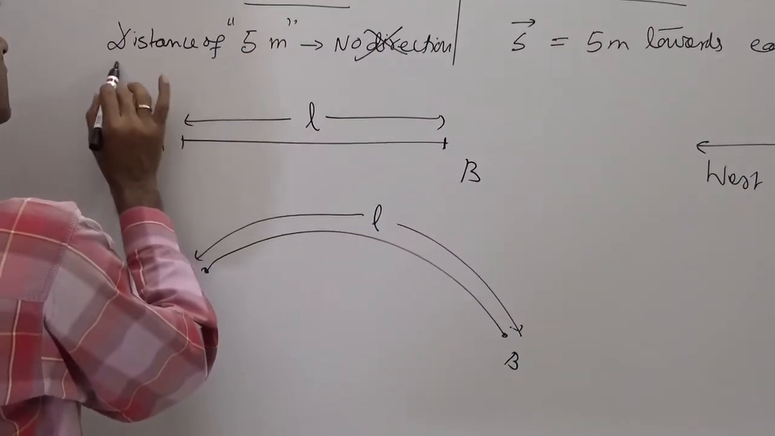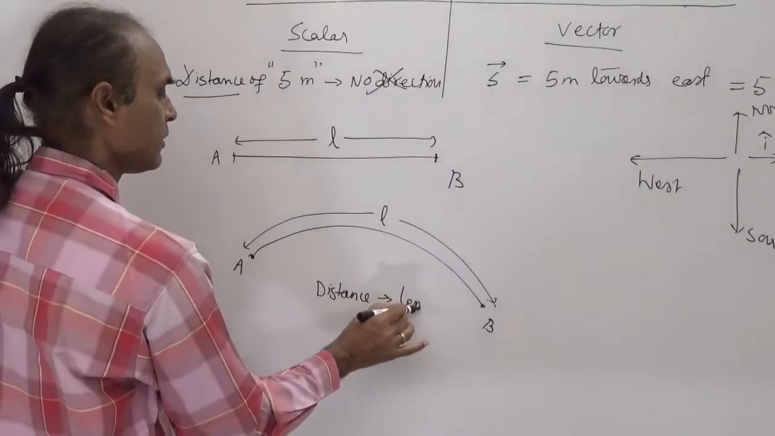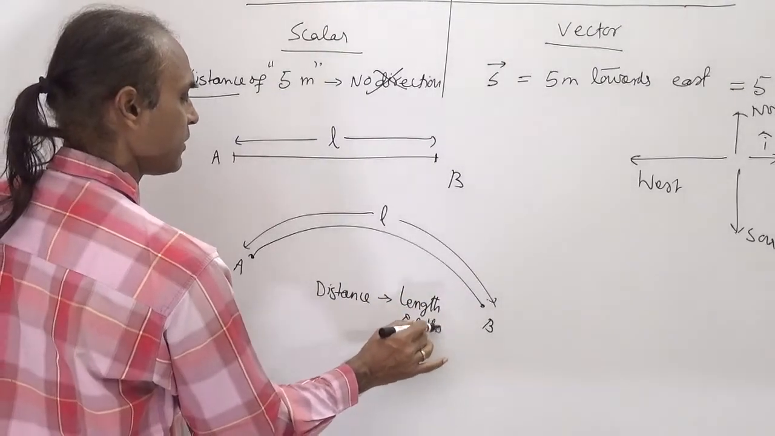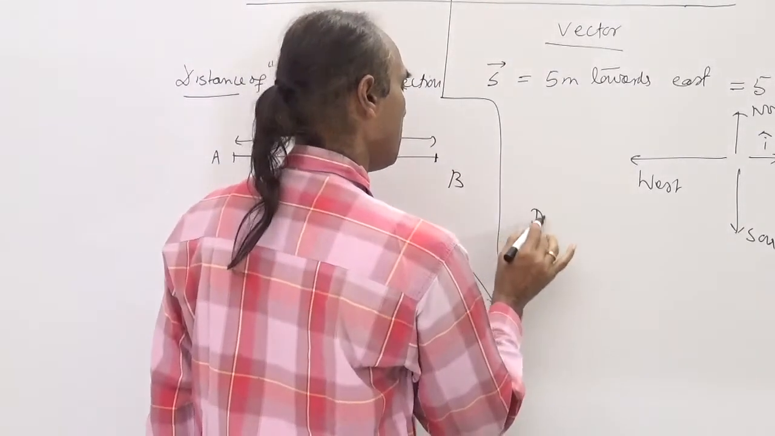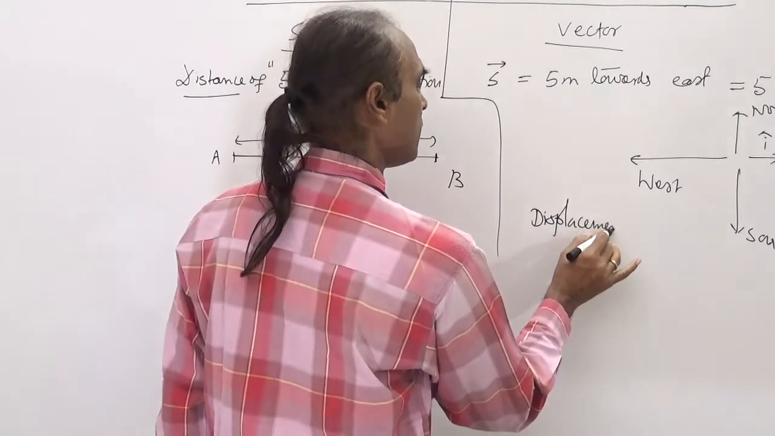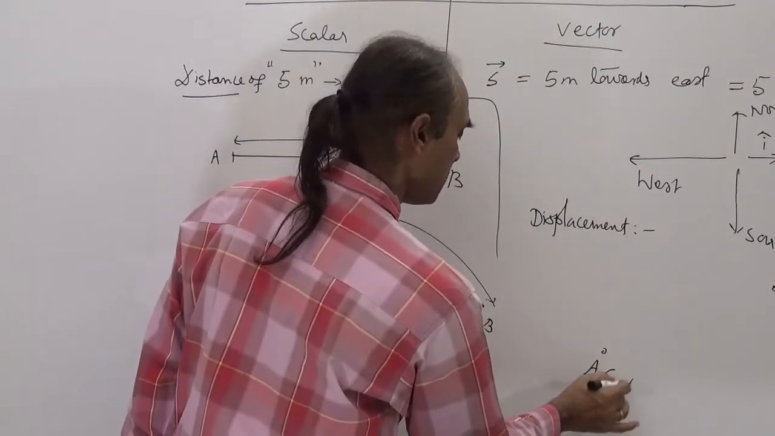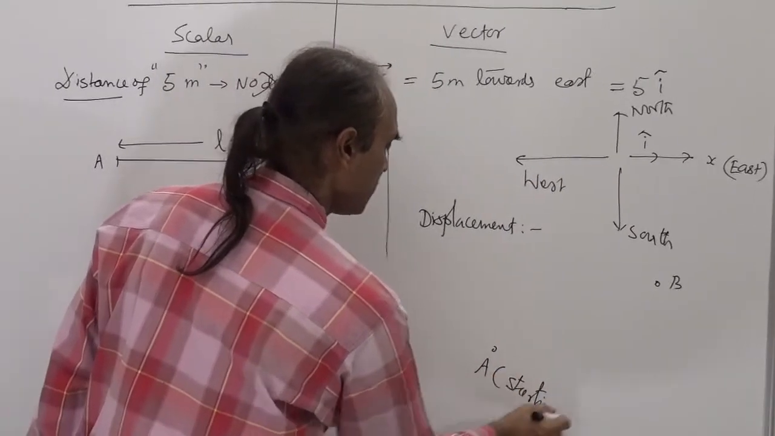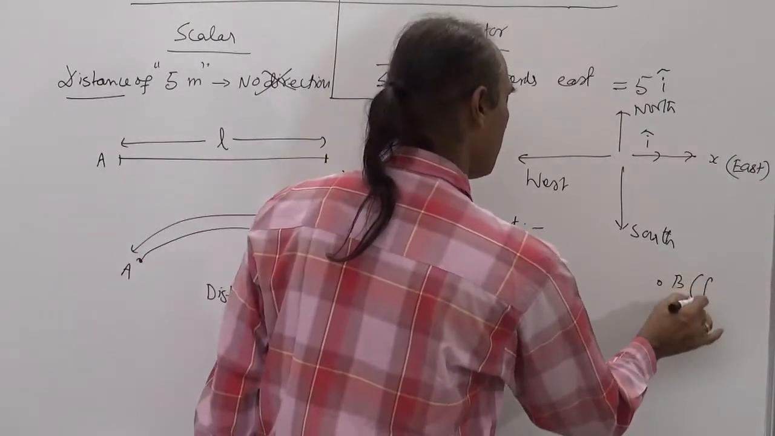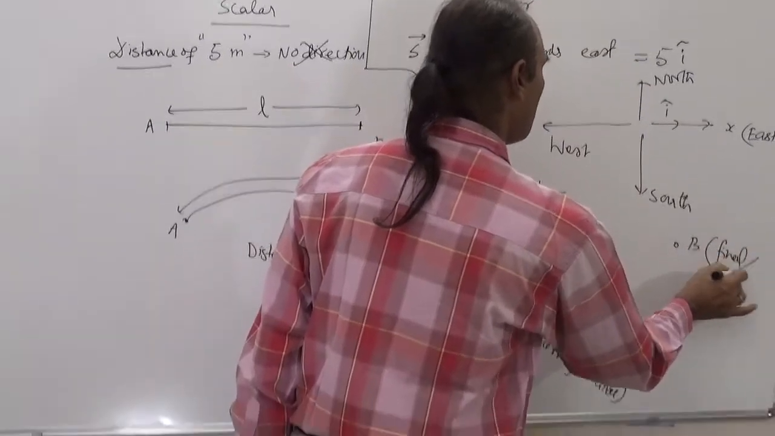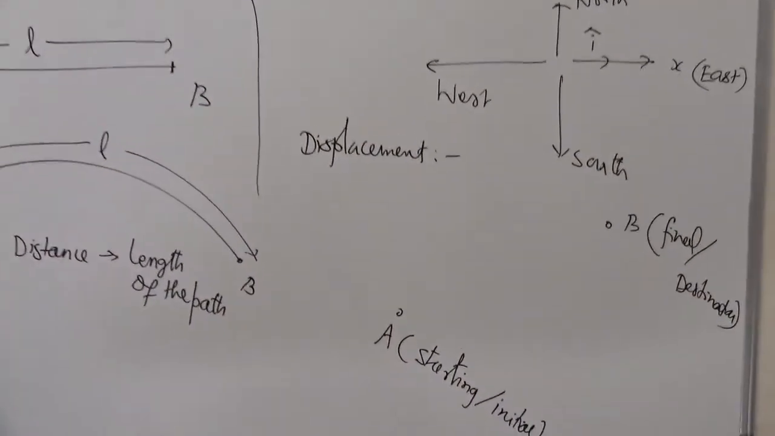The distance is the length of the path. But displacement is different. Suppose from A to B, A is the starting point, or you can say the initial point, and B is the final point or destination. You are moving from A to B.